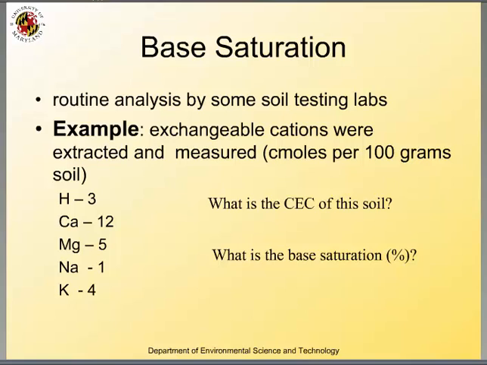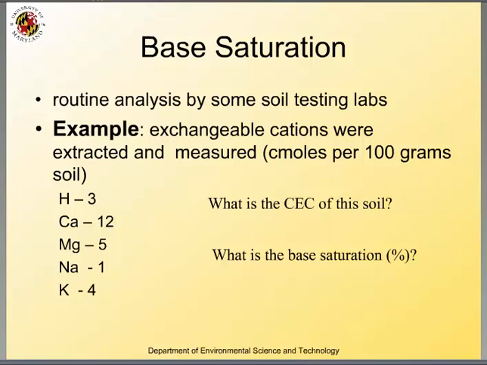First of all, some labs routinely report base saturation, others don't. Depends upon what lab you decide to use. But let's say that if they did, they extracted all the exchangeable cations and they expressed them on the soil test report in terms of centimoles per 100 grams of soil. If you got information from your lab expressed like this, you could do two things with it. You could figure out the CEC of your soil, and you could also figure out the base saturation.